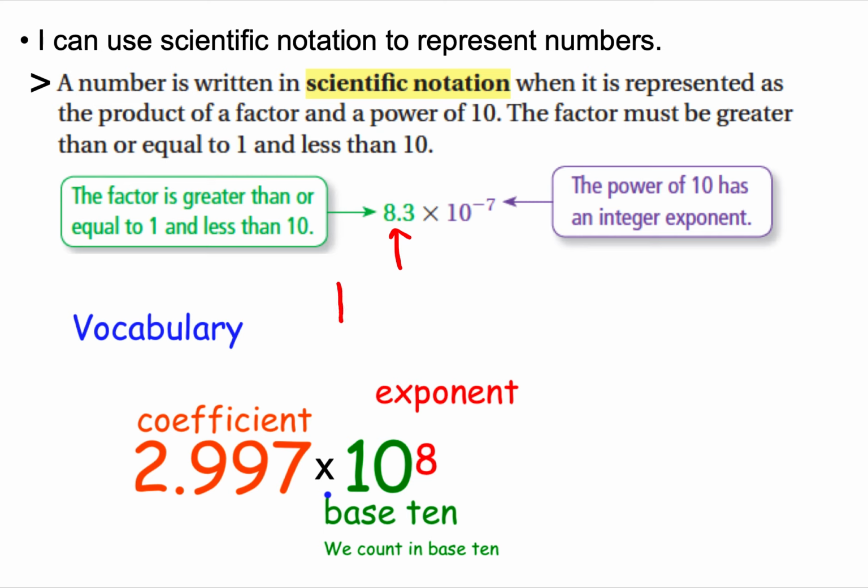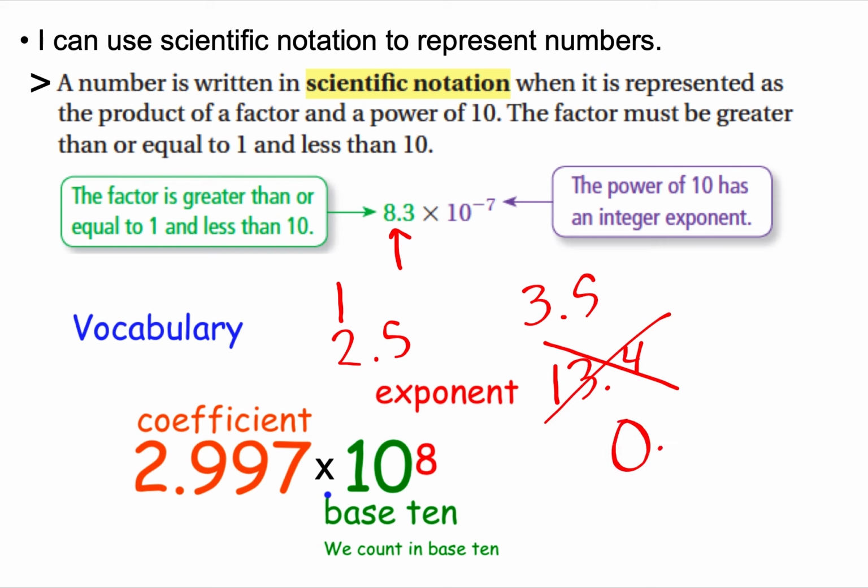Basically what that means is it's got one digit in front of the decimal. If you had 2 digits in front of the decimal, that wouldn't work for your factor. If you had 0 non-zero digits in front of the decimal, that wouldn't work either. Then this part right here has to be a 10, and the exponent has to be an integer, no fractional parts.